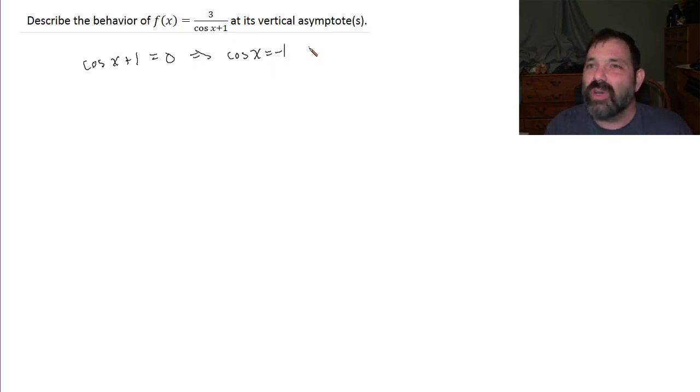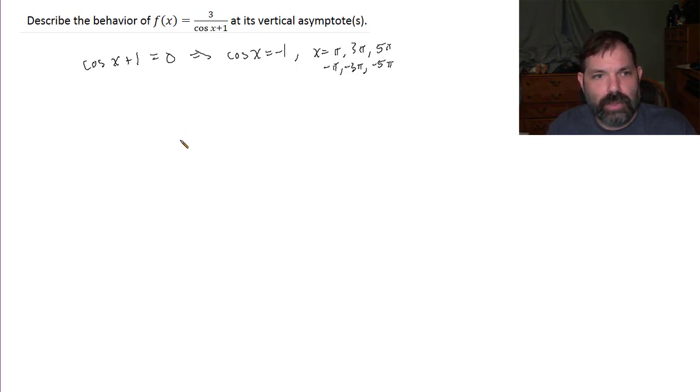And then remembering from trigonometry, when can the cosine equal negative 1? So there's many places where that can happen. We could have x equals pi, 3 pi, 5 pi. We could have had negative pi, negative 3 pi, negative 5 pi. All right, so odd multiples of pi are what's going to cause some concerns.